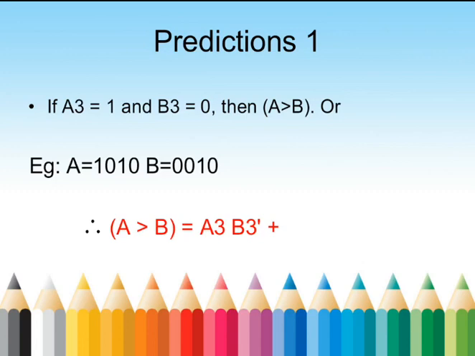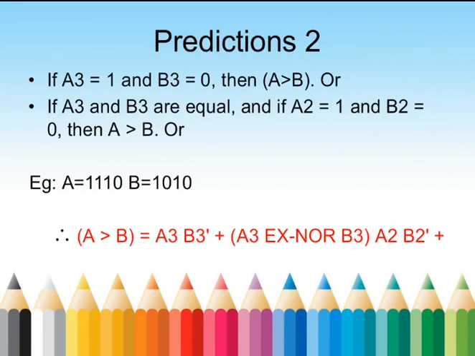So from the given example, A may be considered as 1010 and B considered as 0010. So for checking A3 and B3 value, A3 is greater than B3. So we may express it as A3 B3 prime. This is our first prediction.